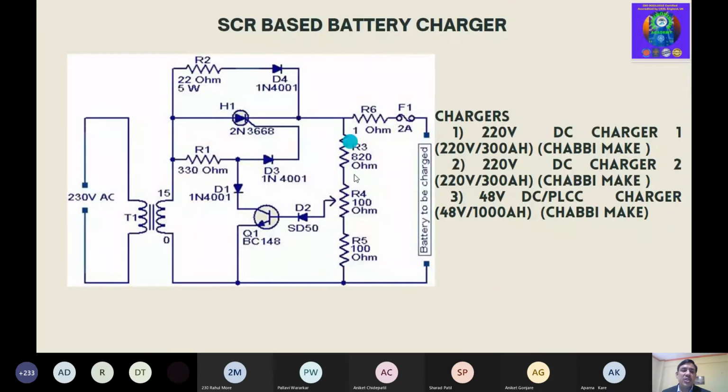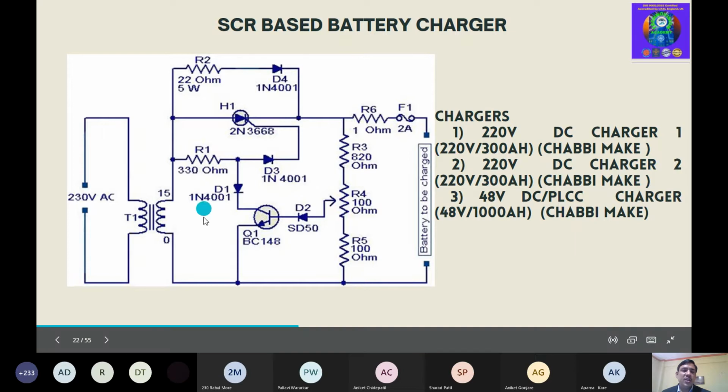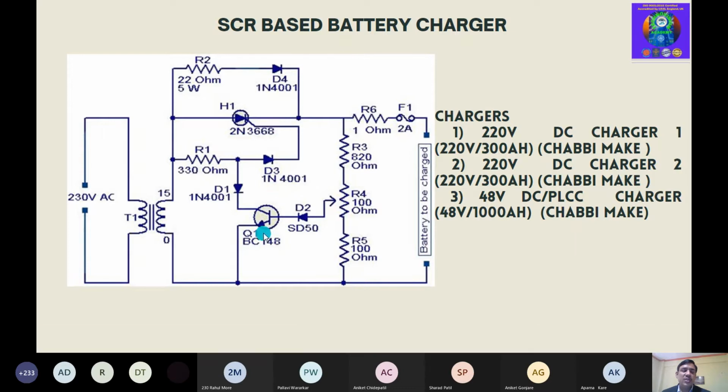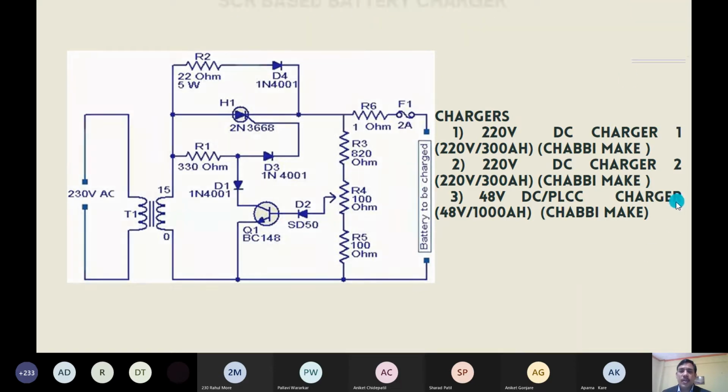So this is the internal structure of this, how these connections are there. Whenever you feed load to the battery, this is the internal arrangement of that charger, the resistors arrangement. Then you have this thyristor, this is a transformer. So like this is the arrangement of the battery charger.